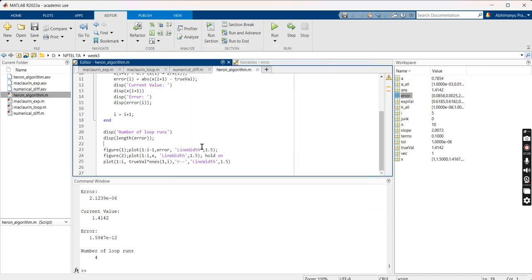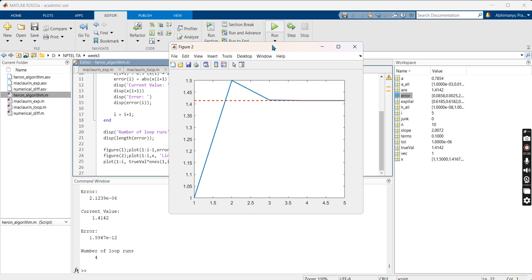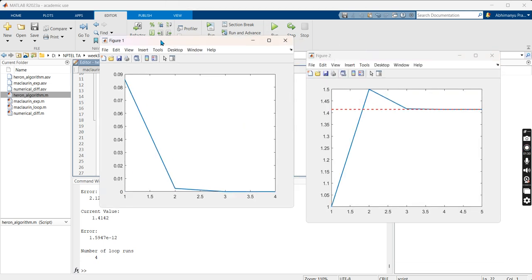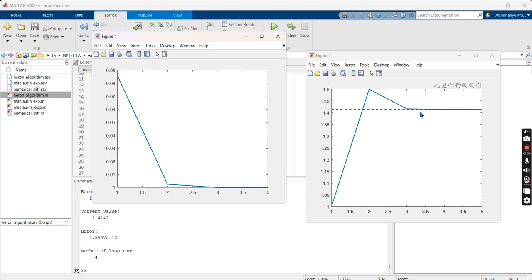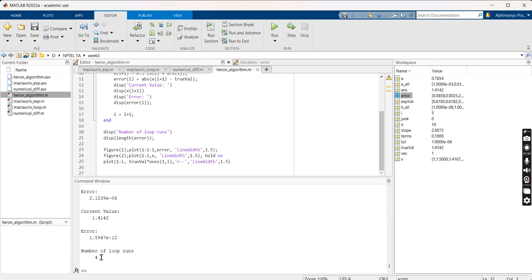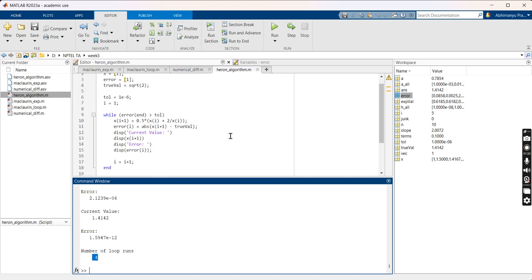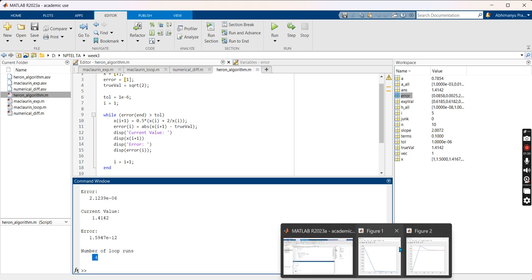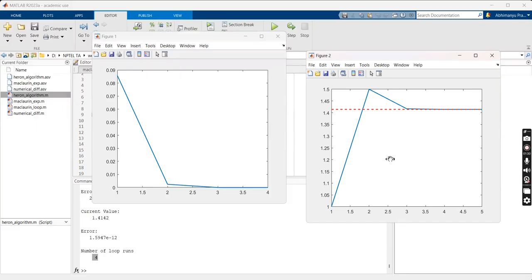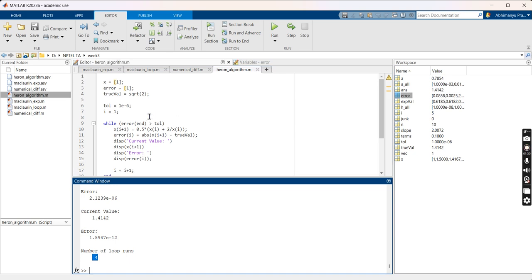Okay, so I think I need to close the figures for plotting the next one. Right now I'm using a while loop to do the same thing. I can see the loop runs 4 times. So after 4 iterations, I am able to meet my tolerance, so the loop exits and we get these plots. These plots are similar to what we were getting initially using a for loop, but the loop stops after 5 iterations instead of 10.